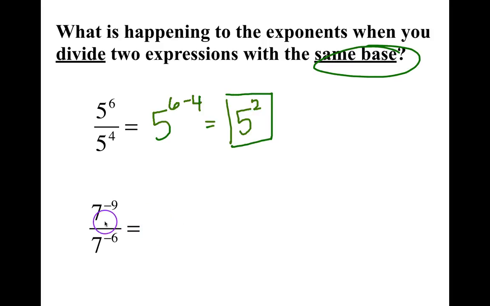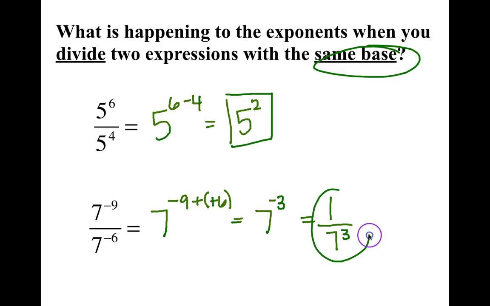Same thing here. Our base is a 7. We're going to subtract the exponents. So that's a negative 9 minus a negative 6. You have to be very careful. If you add the opposite, you're going to end up with 7 to the, let's see, there's more negatives, 3 more negatives. I would take it one step further and say that's basically 1 over 7 cubed.